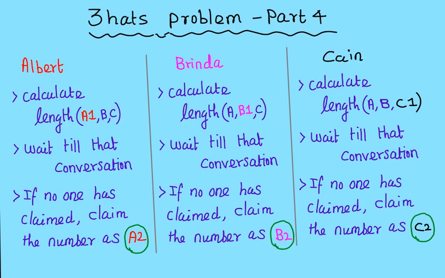Based on that, each one calculates the conversation length for the other possibility, that is, the absolute difference of the other two numbers. Then they wait till that conversation. If no one claims the number at that time, then the assumption must be wrong. So in the next immediate turn, they claim their number as the sum of the other two. So this is the strategical way that mimics the recursive thinking.